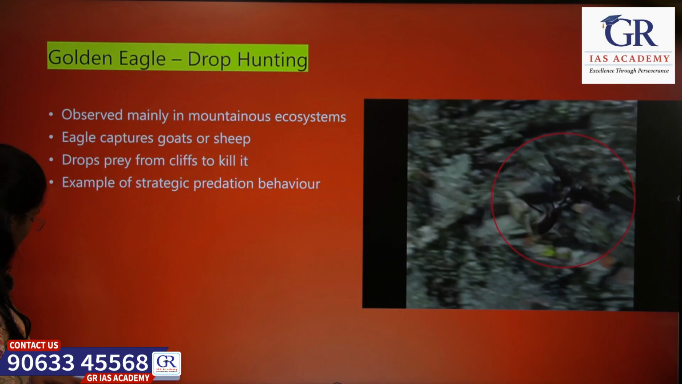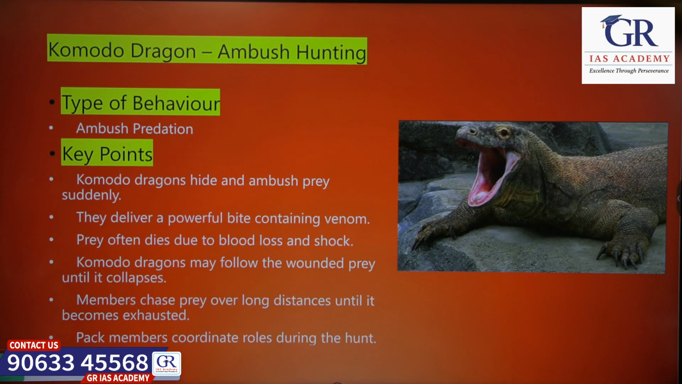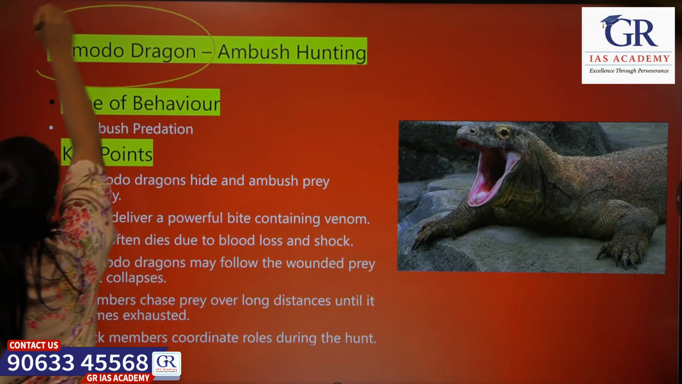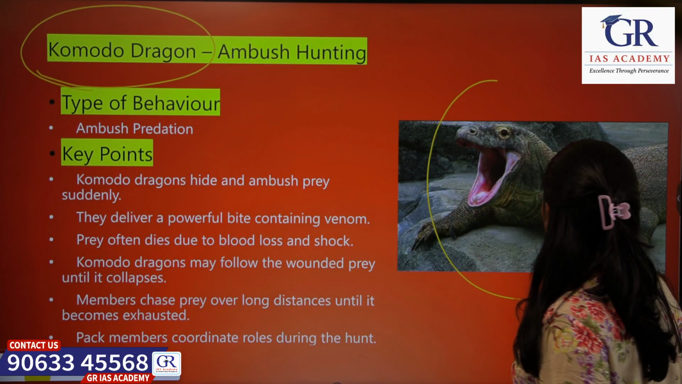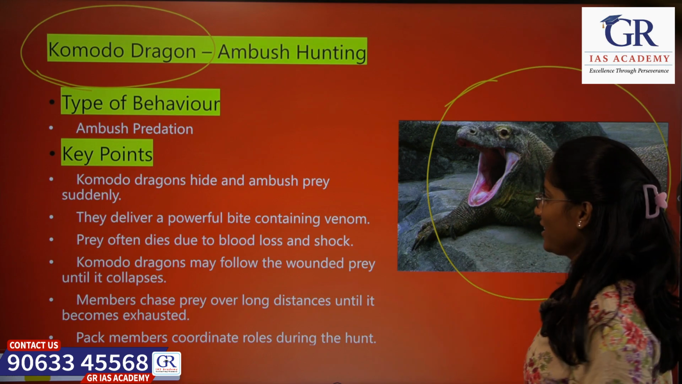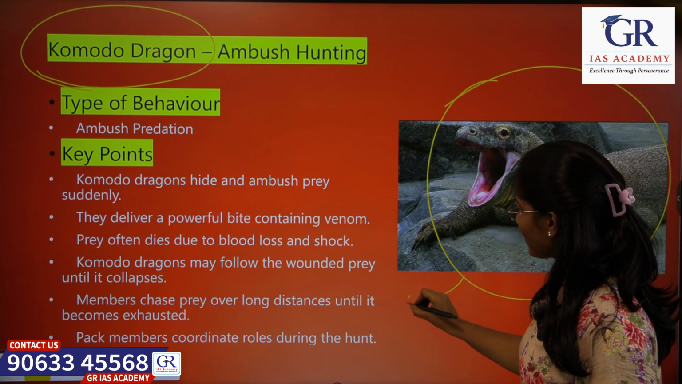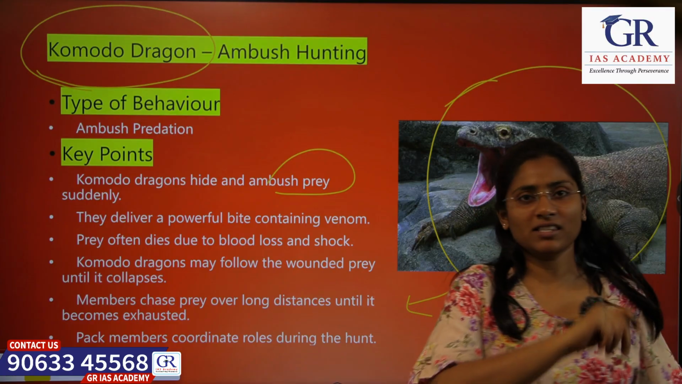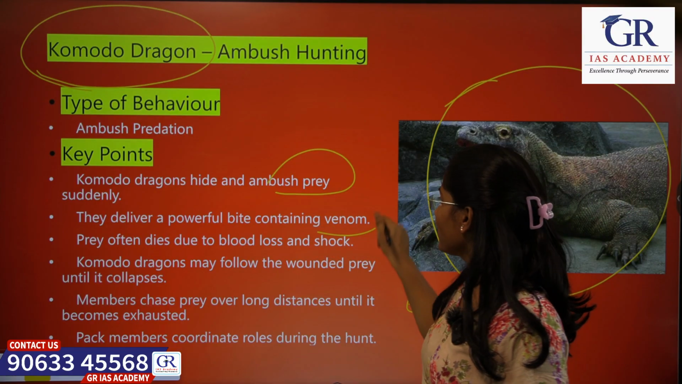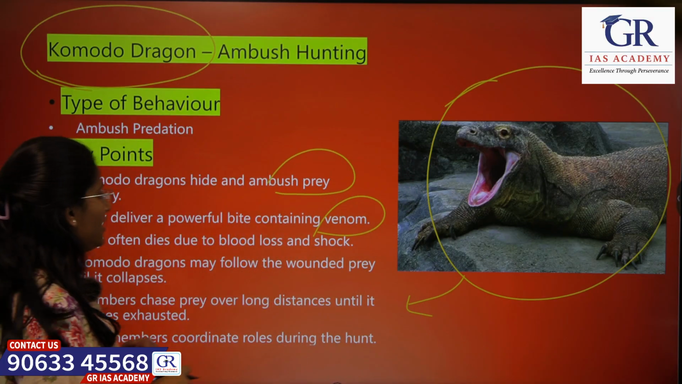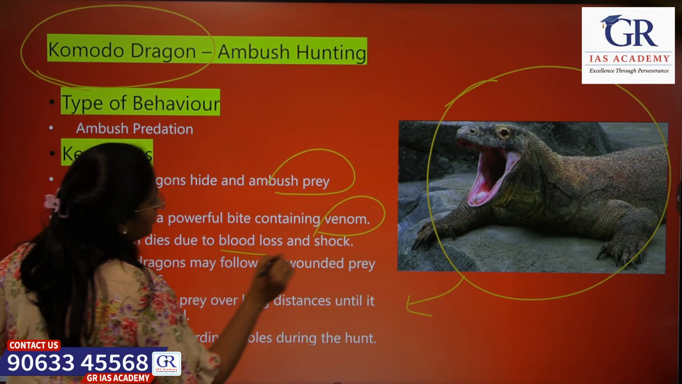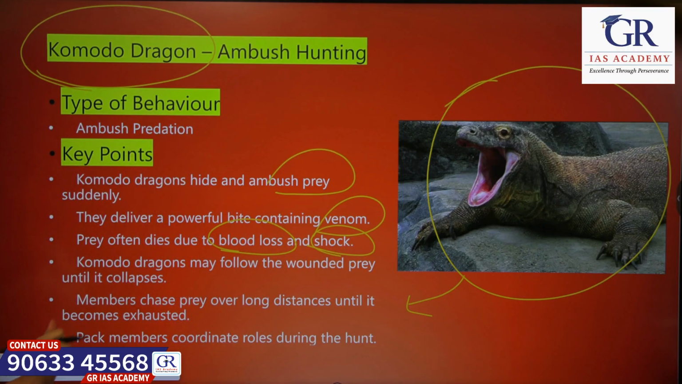So drop hunting is the characteristic of the golden eagle. And then comes our Komodo dragon, which does ambush hunting. It hides in grass and then attacks the prey suddenly. And then what does it do? It bites and delivers a strong poison, which puts the prey into shock and causes blood loss.